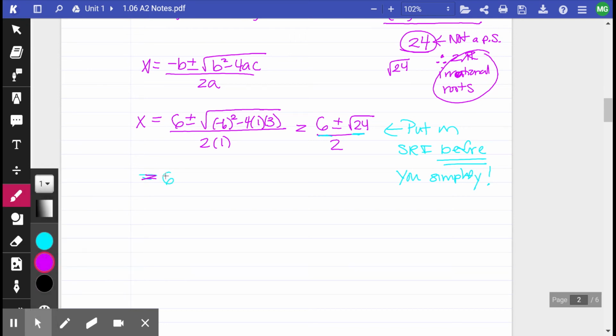So we've got 6 plus or minus, the largest perfect square I can take from 24 is 4 times 6. Remember to always write the perfect square first. So this gives me 6 plus or minus 2 rad 6 over 2.